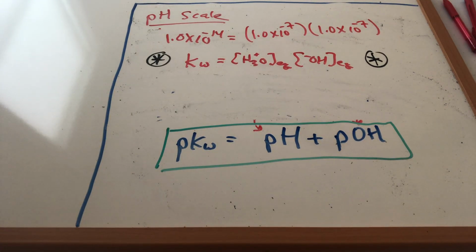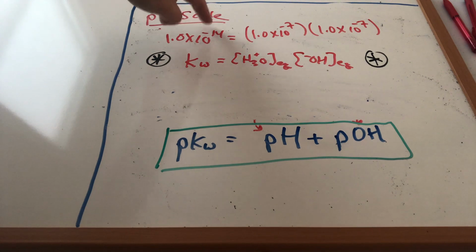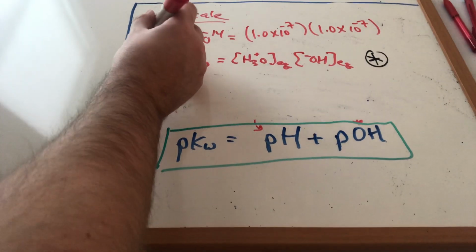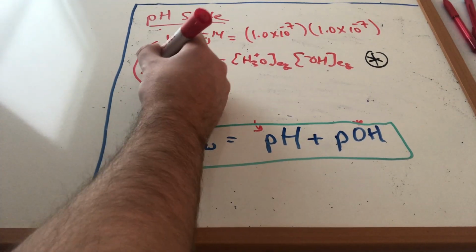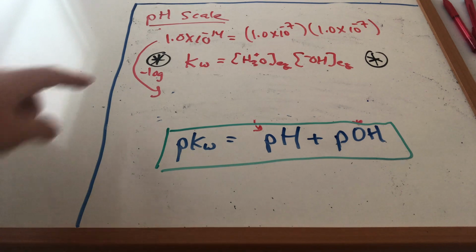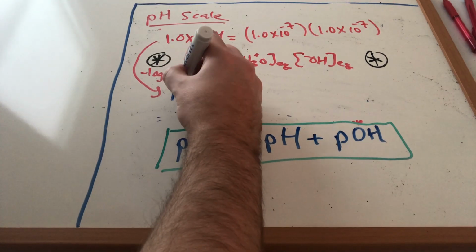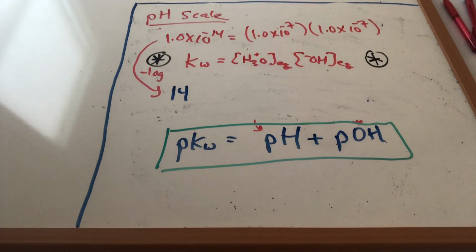Now what I want you to do, and I want you to practice it, is pull out your calculator, put in 1.0 times 10 to the minus 14, and take the negative log of it. And that will calculate for us pKw. So if you do minus the log of 1.0 times 10 to the minus 14, your calculator spits out 14.